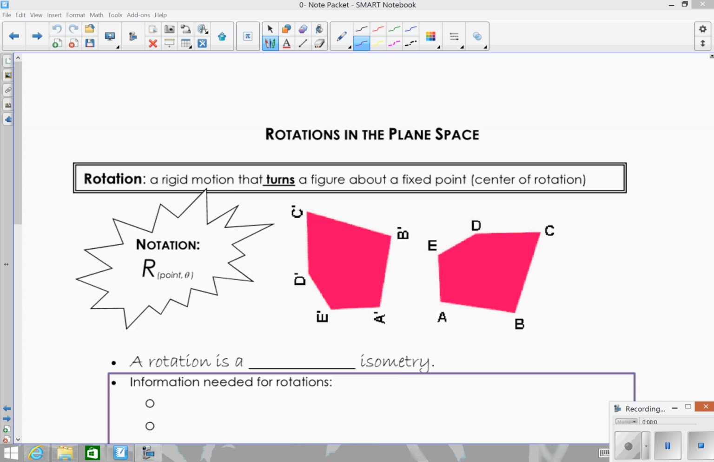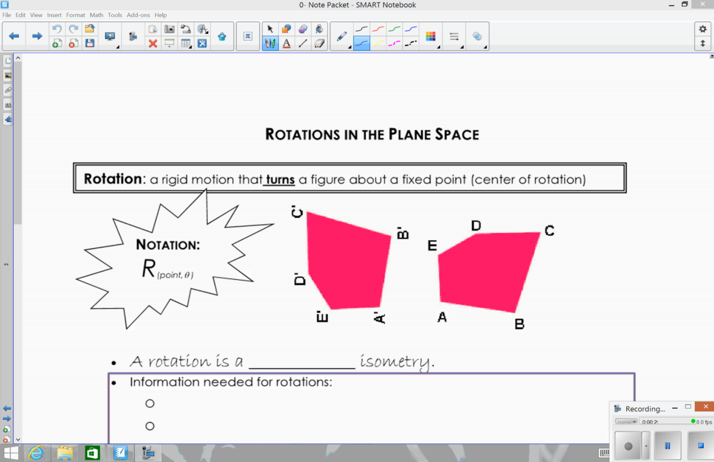In this lesson, we're going to talk about rotations in plane space, so meaning not on a graph. So we're going to be using a compass and a straight edge to do our rotations. First thing is, remember that a rotation is a rigid motion, so it's going to keep the same shape and same size, and it turns a figure about a fixed point. That fixed point means a point that stays in the same place, which is the center of rotation. So everything will be measured from that center of rotation.